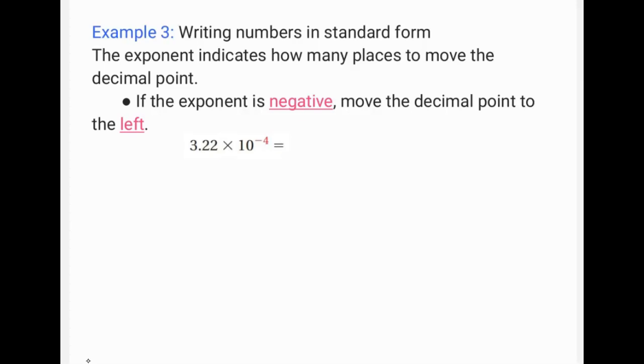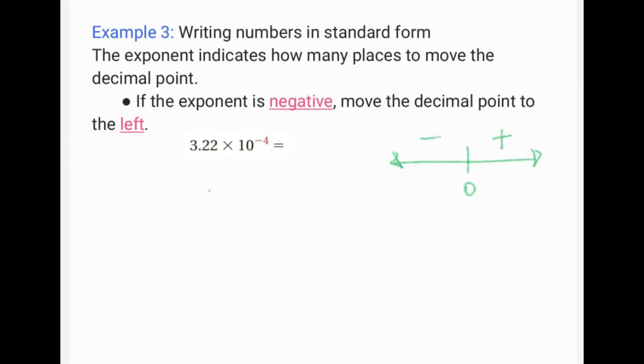In example 3, writing numbers in standard form. When we have an exponent, in this case an exponent of negative 4, we're going to move our decimal places to make it in standard form. Right now, this is in scientific notation. So when we write in standard form, just think of it as a number line. When we have 0, all the positive numbers are on the right-hand side and all the negative numbers are on the left-hand side.